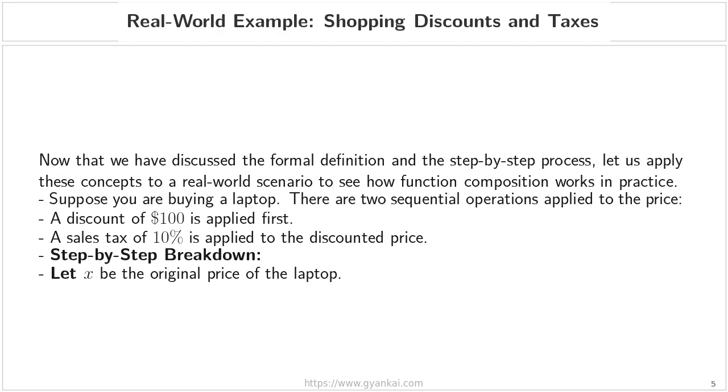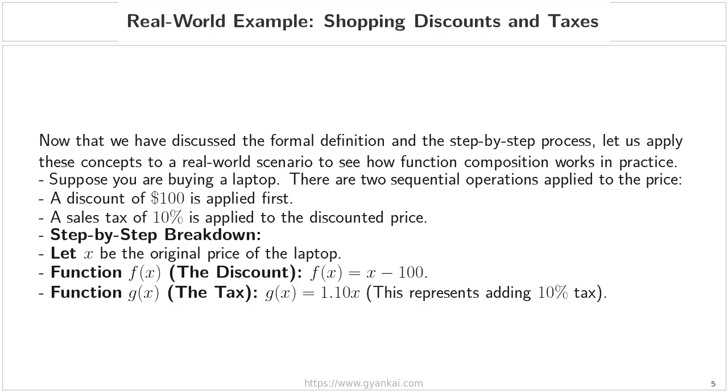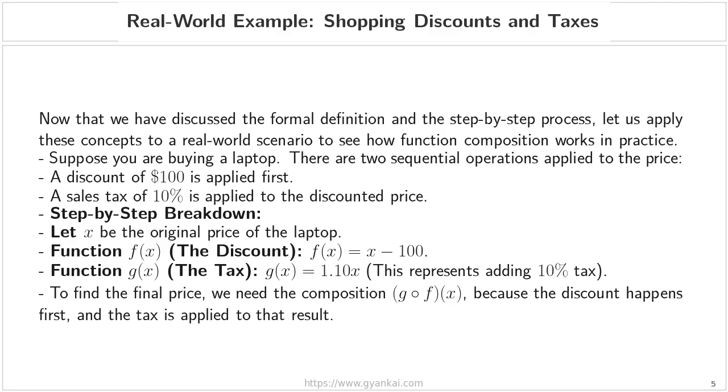Let us break this down into mathematical terms. First, let x represent the original price of the laptop. We can define our first process as function f of x, which represents the discount. Mathematically, this is written as f of x equals x minus 100. Next, we define our second process as function g of x, which represents the sales tax. This is written as g of x equals 1.10x, which is the mathematical way of adding a 10% tax to a value. To determine the final price the customer pays, we must use the composition of g and f.